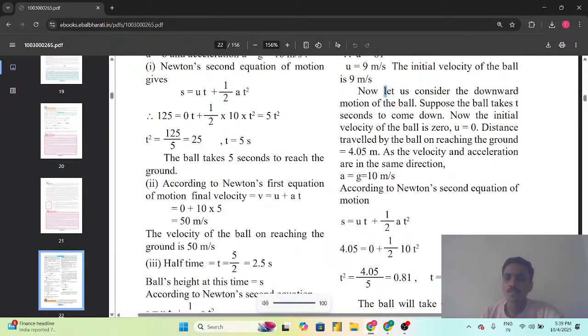Now let us consider the downward motion of the ball. Suppose the ball takes t seconds to come down. Now the initial velocity of the ball is 0, u is equals to 0.